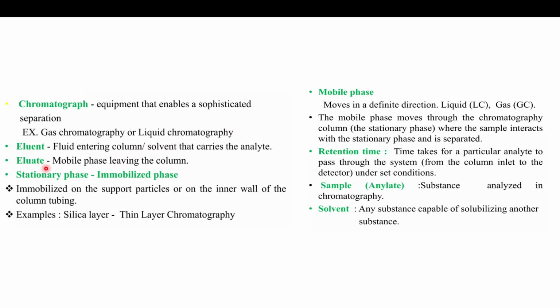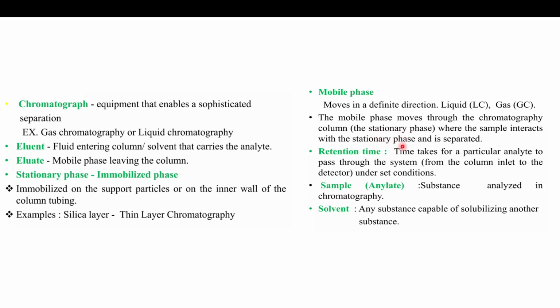Then there's eluate, which is the mobile phase leaving the column. Then the stationary phase, definitely the matrix or the immobilized phase we are talking about. This is immobilized on the support particles or on the inner wall of the column tubing, like the silica layer in the case of thin layer chromatography, right? So the mobile phase moves in a definite direction through the chromatography column, the stationary phase, where the sample interacts with the stationary phase and is separated.